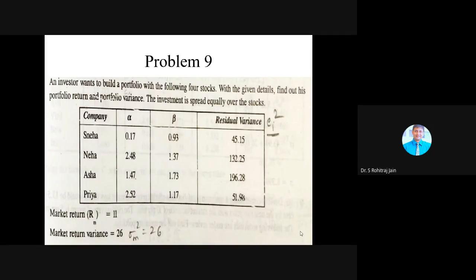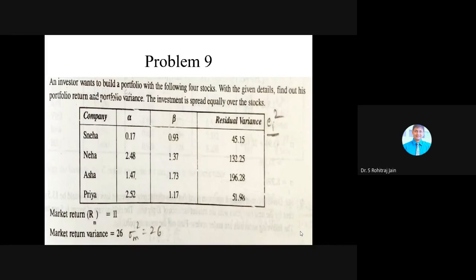We will start with the recap of the previous problem that we have solved. In the previous problem, we discussed a problem wherein we need to calculate the portfolio return and portfolio variance. Portfolio return is symbolically written as RP, and sigma p, the standard deviation of the portfolio, is where risk is concerned. Similarly, portfolio variance is sigma p square. In the previous problem, they had given me four stocks.